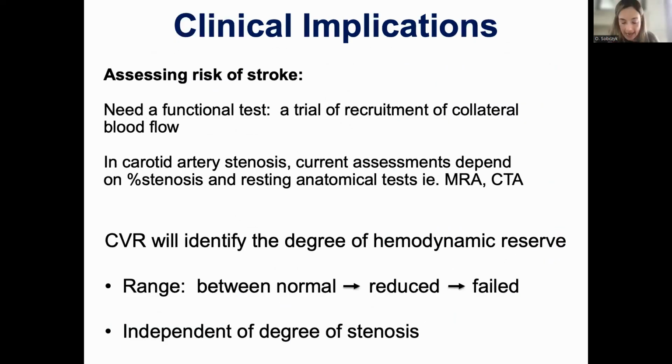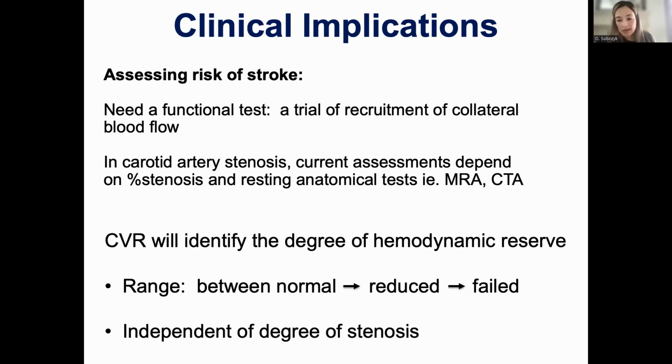I wanted to quickly end my presentation, in just 2 more minutes, by explaining the clinical implications and importance of CVR for clinical utility. Current assessments for medical management of patients with carotid artery stenosis look at the percent stenosis and how much collateral flow is present in these anatomical tests, which is inadequate because you can't see the small collateral vascular system and it doesn't determine the functionality of these vessels. They just tell you if they're present or not, not if they can provide enough blood flow to compensate for the percent stenosis. CVR, however, can determine the adequacy of collateral blood flow in the entire brain.